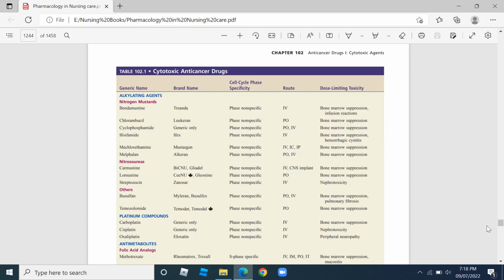So we have eight groups or classes of cytotoxic cancer drugs, the first classified as alkylating agents. The alkylating agents are firstly divided into subclasses: the nitrogen mustards, the nitrosoureas, and others. In the nitrogen mustards we can see bendamustine, chlorambucil, cyclophosphamide, ifosfamide, mechlorethamine, and melphalan, while the nitrosoureas consist of carmustine, lomustine, and streptozocin, and other drugs included are busulfan and temozolomide.